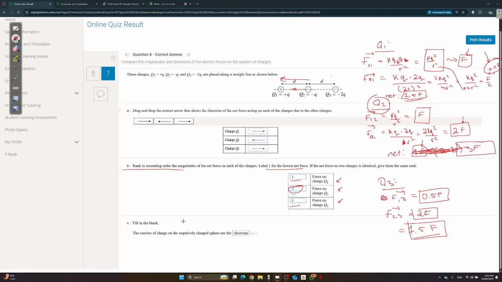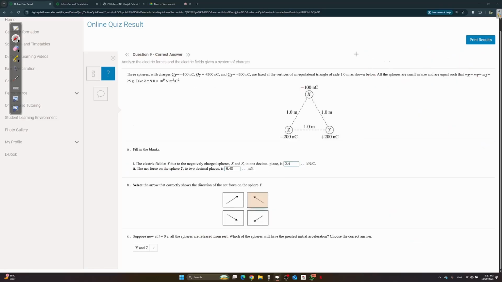Alright, the carriers of charge on the negatively charged sphere are what? And obviously this is what carries negative charges. It's electrons. Alright, this question here is a lot like question 1. I'm going to skip all the details and go directly into solving. So you have 3 charges, these 3. You have 2 negative ones and 1 positive one in what is an equilateral triangle.